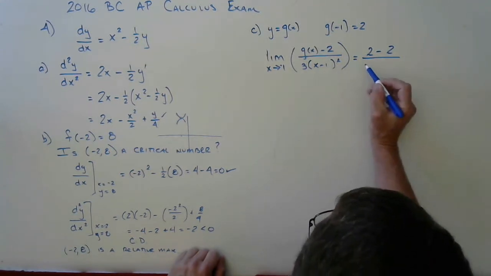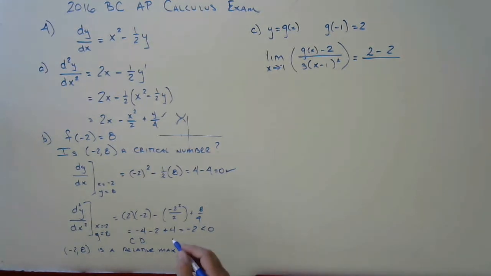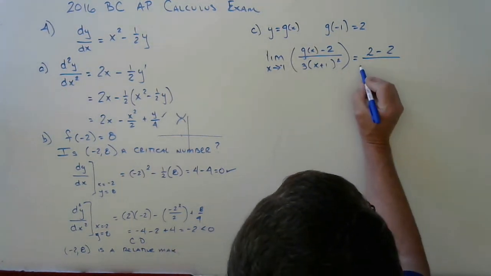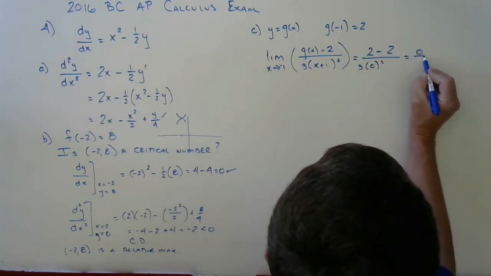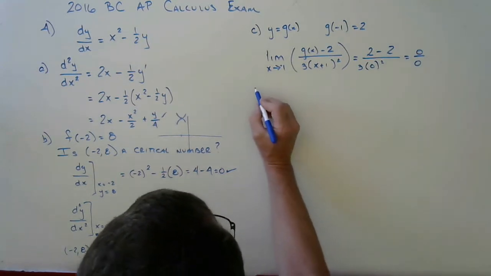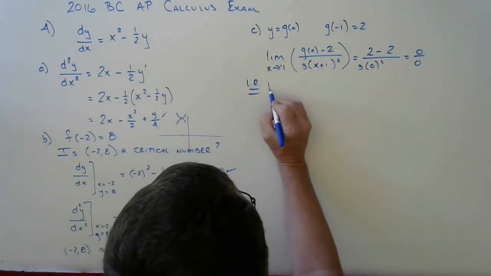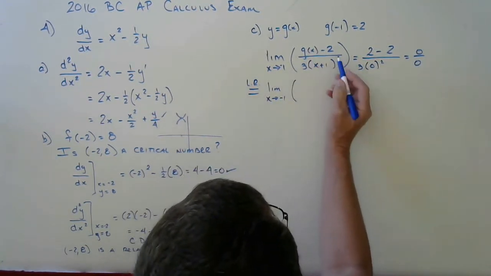But I think I wrote this down wrong, didn't I? Yeah, this is x plus 1. When I put -1 down here, I get 3 times 0 squared, and we get 0 divided by 0. So we're going to use L'Hopital's rule. That gives me the limit as x approaches -1.